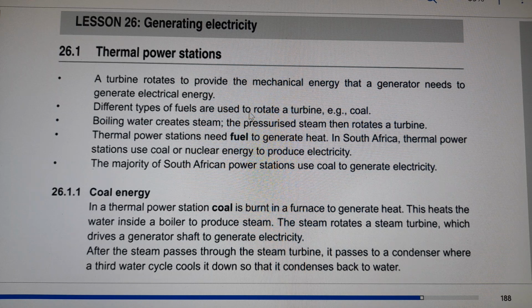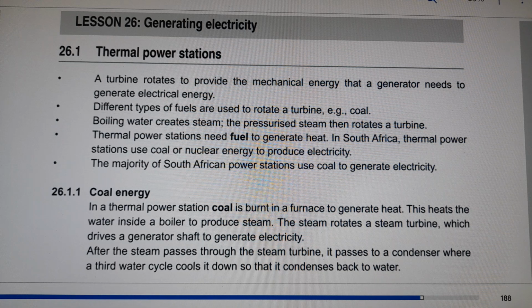Different types of fuels are used to rotate the turbine. For example, we can use coal, we can use water, and we can use nuclear to rotate the turbine. Boiling water creates steam in a coal power station. The pressurized steam then rotates a turbine. The thermal power station needs fuel to generate heat. In South Africa, thermal power stations use coal or nuclear energy to produce electricity. The majority of South African power stations use coal to generate electricity.